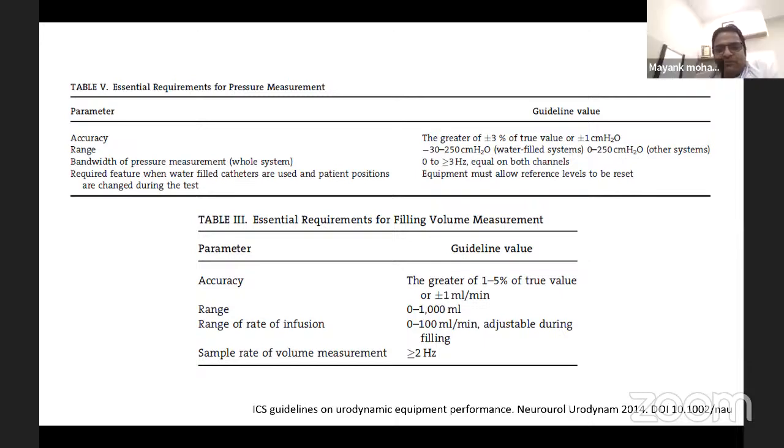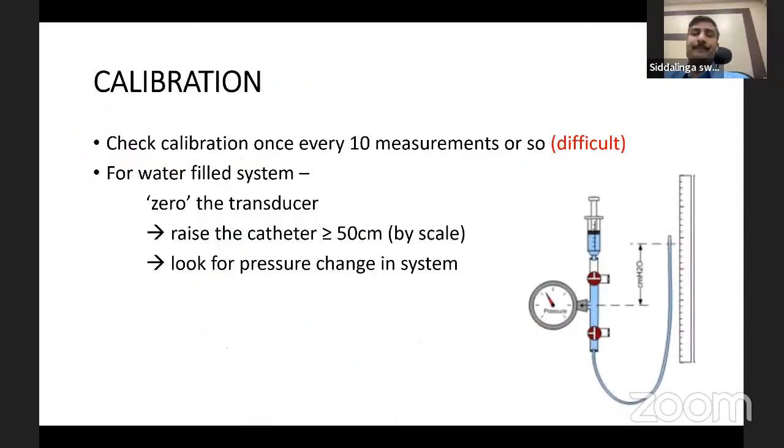You should have a rate of infusion up to at least 100 ml per minute. And the sample rate of volume measurement should be at least 2 per second or more. Most of the current machines allow you self calibration. That means you don't have to calibrate them, but it's a good practice to check whether it's properly calibrated every now and then. Although ICS says that it's preferred to check every 10 cases, it is difficult, and mostly it is not required because these are auto calibrable machines. But at the same time, it's very easy.